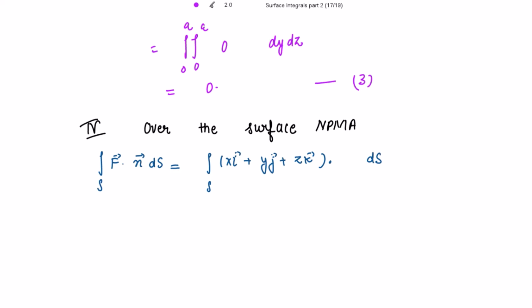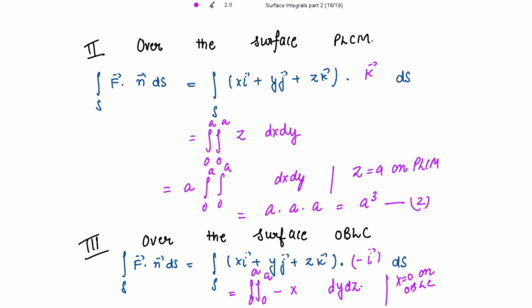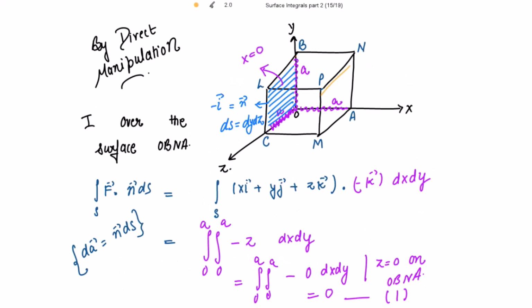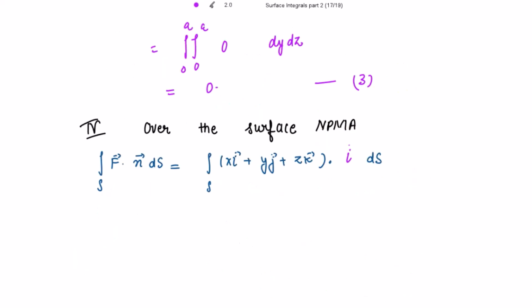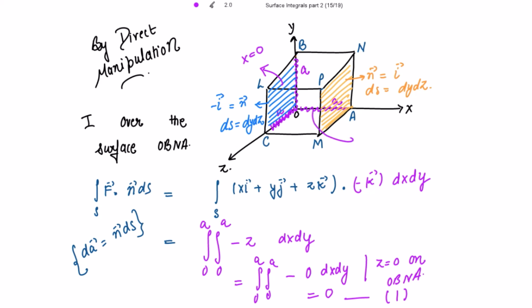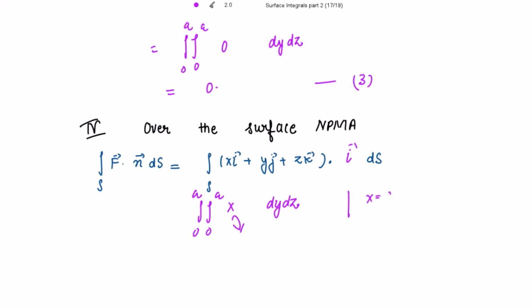Now calculating the surface integral over NPMA, that is the opposite of this. That is this one. Now here outward unit vector drawn is along the positive x-axis. So taking n vector to be I vector, and ds is, yes, it is again dy dz, same. So here n vector is I vector, and this is double integral. When taking the dot product, we get x, and this is dy dz from 0 to a limits. What is the value of x here? Here x is having the constant value a, right, from 0 to a. So on this surface, x is equal to a.